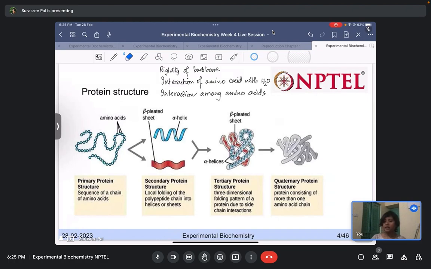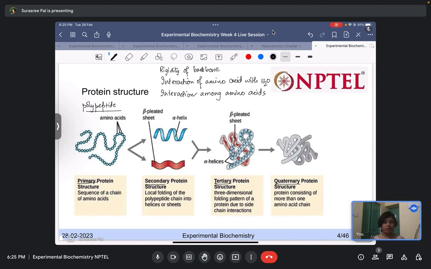So now let's talk about the different terminologies which are associated with protein structure: primary structure, secondary structure, tertiary structure, and quaternary structure. Primary, secondary, tertiary, and quaternary. So what is the difference between these terminologies? The primary structure of protein is nothing but a string of amino acids which are joined together by peptide bonds. This polypeptide chain is what is known as the primary structure of protein. That is the primary structure.